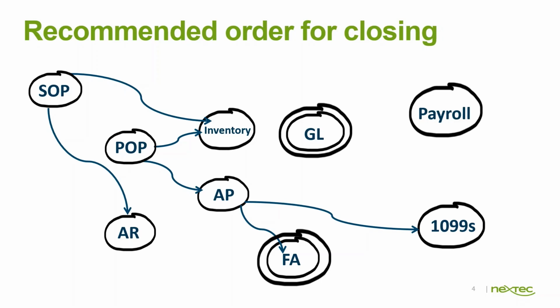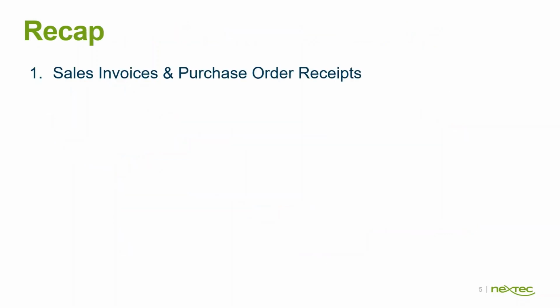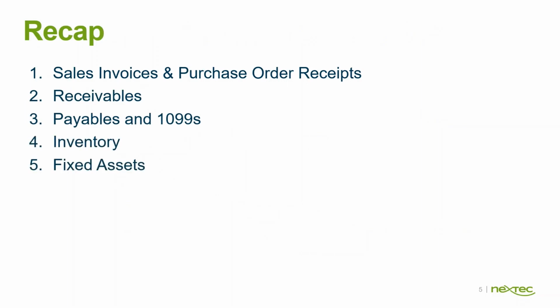Payroll is completely independent of this schedule. However, the payroll year-end update includes changes for the 1099 form, so it should be considered in the process. To recap, sales invoices and purchase order receipts need to be posted for the year. Then you can close accounts receivable, accounts payable and 1099s, inventory, fixed assets, general ledger, and finally payroll. This concludes the recommended closing order in Dynamics GP.